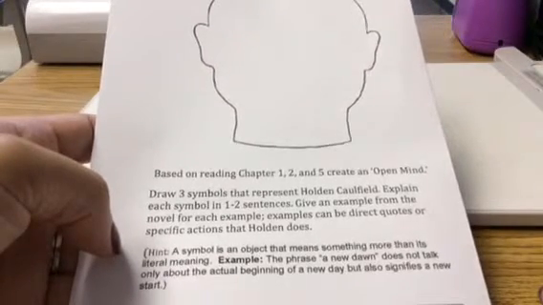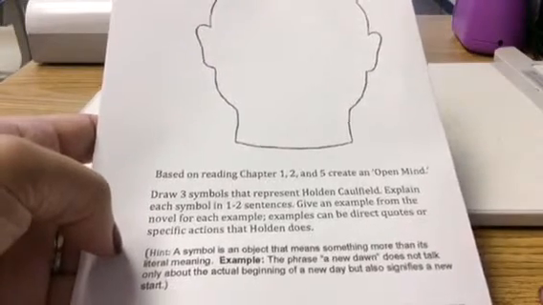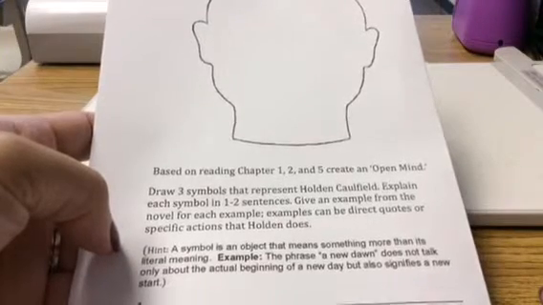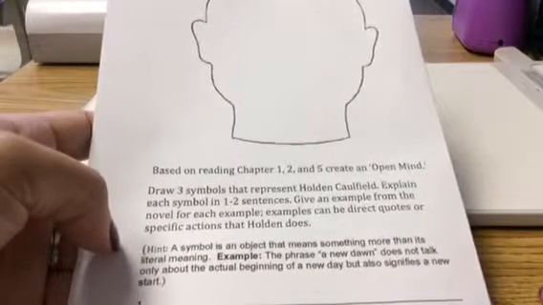Example: the phrase "a new dawn" does not talk only about the actual beginning of a new day, but also signifies a new start. So right now you've told me a lot of opinions that you have about Holden Caulfield. You've told me that he's careless, that he's selfish, that he's fake. Now it's your turn to create symbols based on these words that you've already described to me.